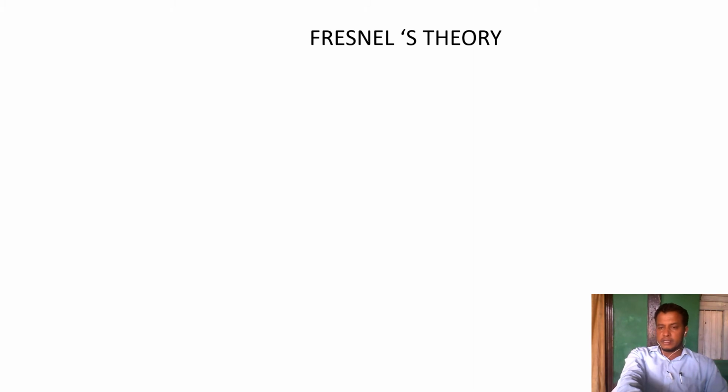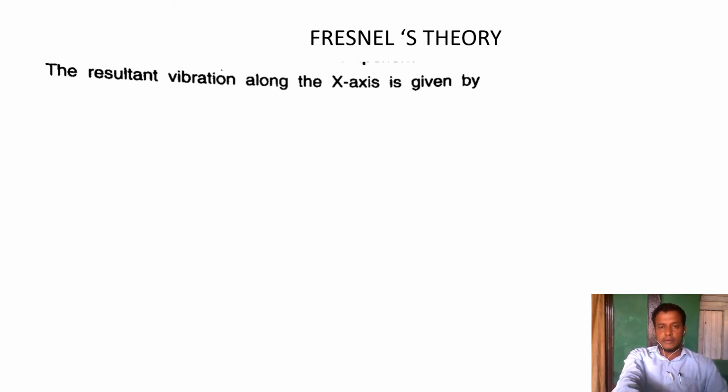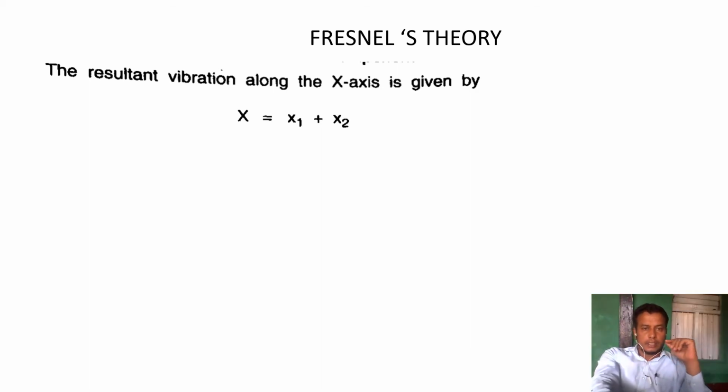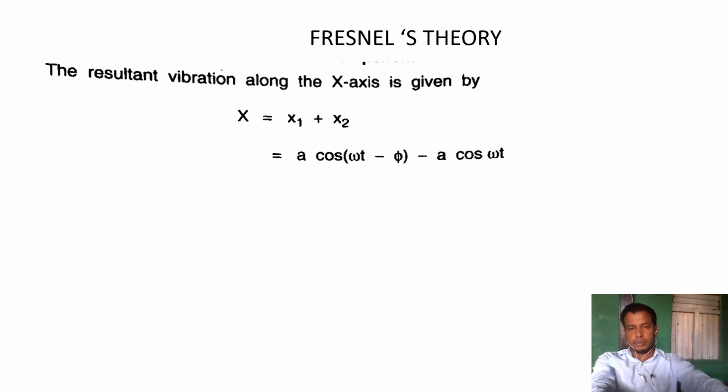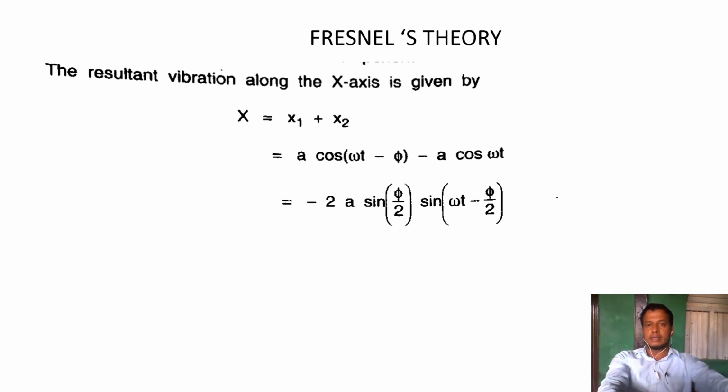Combining the resultant effects, the resultant along the x-axis is given by x equal to x1 plus x2. So x1 is A cos omega t plus, and x2 is A cos omega t. A is common, so take A outside, and cos A minus cos B is given by 2 sin (A plus B)/2 sin (A minus B)/2, which gives 2A sin(phi/2) sin(omega t minus phi/2).